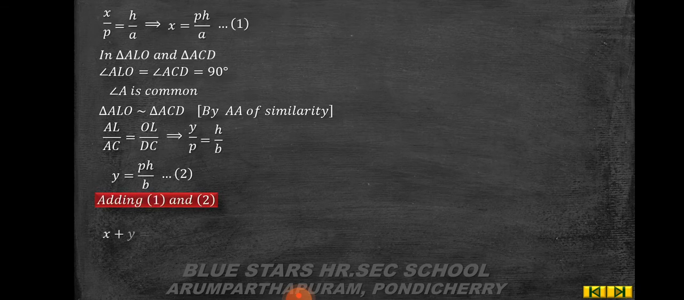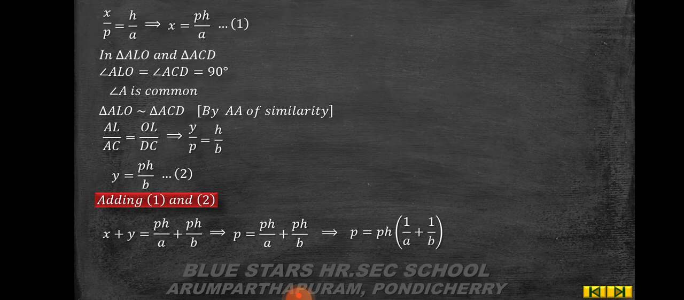Adding equation 1 and 2, x plus y is equal to ph by a plus ph by b. We know that the value of x plus y is equal to p. So p is equal to ph by a plus ph by b, which implies p is equal to ph into 1 by a plus 1 by b. So p gets cancelled. So 1 is equal to h into 1 by a plus 1 by b, which implies 1 is equal to h into a plus b by ab. Therefore, h is equal to ab by a plus b.